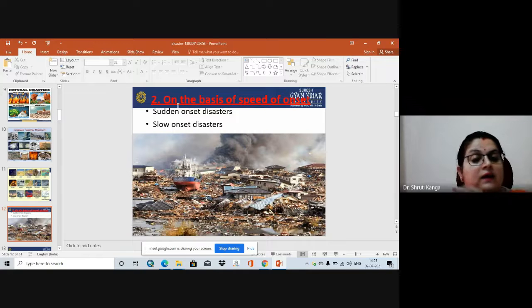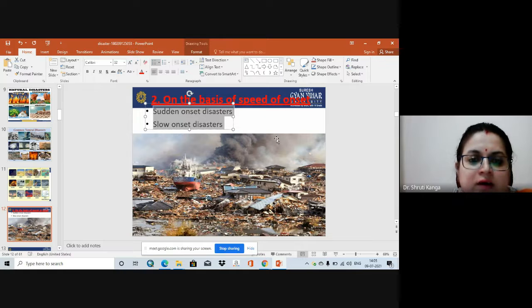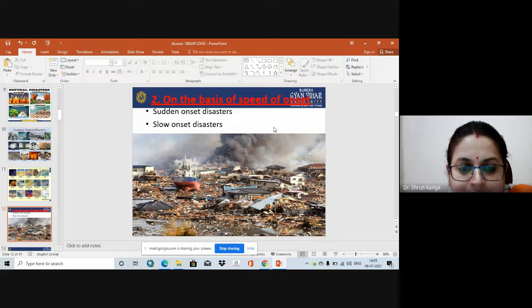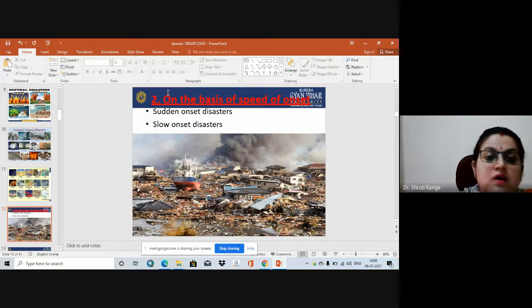Now, the second class on which we can categorize these disasters is based on sudden onset and slow onset. Sudden means suddenly we are not expecting an earthquake, and suddenly we feel a tremor of maybe 6 or 7 intensity on the Richter scale. So that is a sudden disaster. Suddenly some snow avalanche occurs, then it is a sudden kind of incident. Slow onset is like the famine.